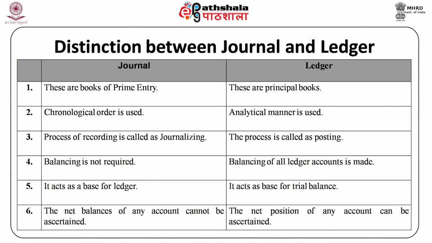First, I'll talk about the journal. Journal is the book of prime entry. Chronological order is used. The process of recording is called journalizing. Balancing is not required. It acts as a base for the ledger. The net balance of any account cannot be ascertained.